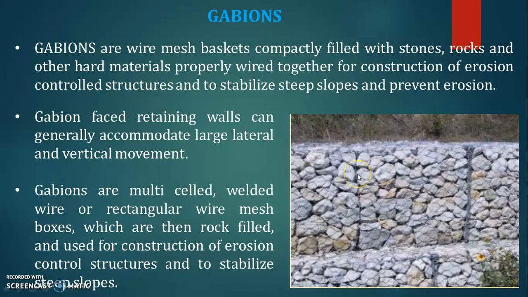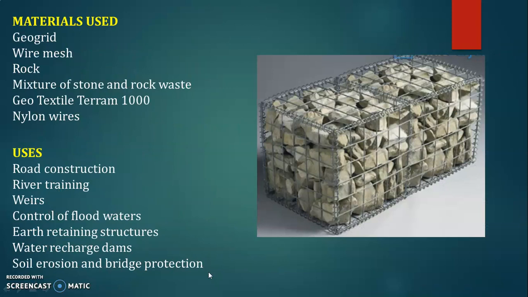Gabion faced retaining walls can generally accommodate large lateral and vertical movement. Gabions are multi-celled, welded wire or rectangular wire mesh boxes which are then rock filled and used for construction of erosion control structures and to stabilize steep slopes.